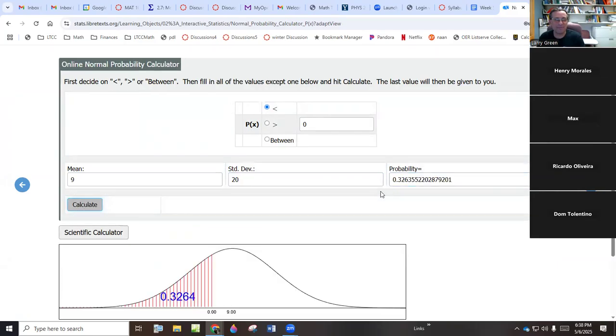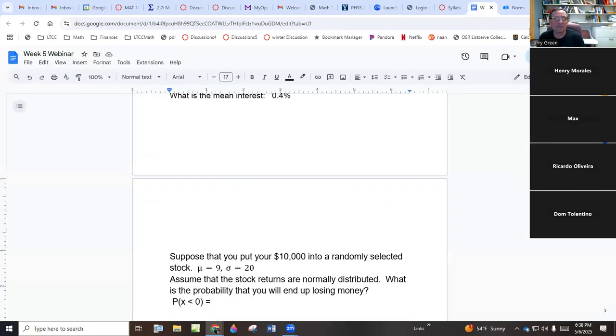And I calculate. And I'm going to round it to the nearest two decimal places: 33% chance. All right. Well, if it's painful to lose money, then maybe this is a bad idea. If you've got a 1 in 3 chance of losing money, that may not be the best. Any questions on that?